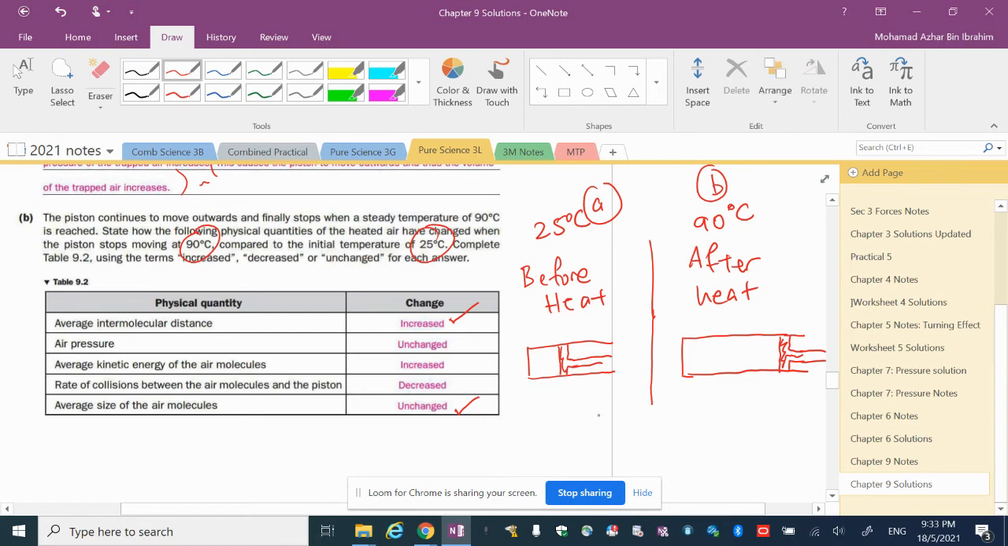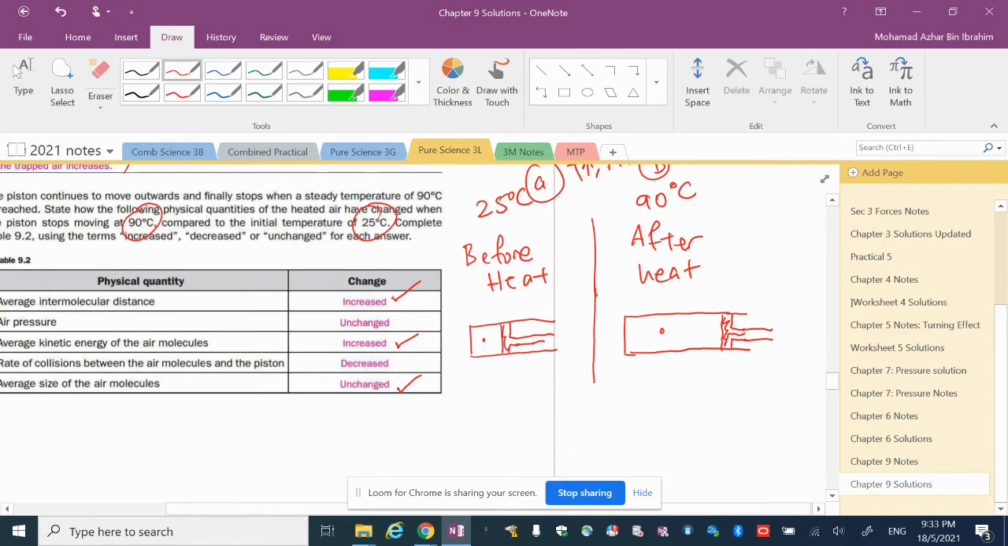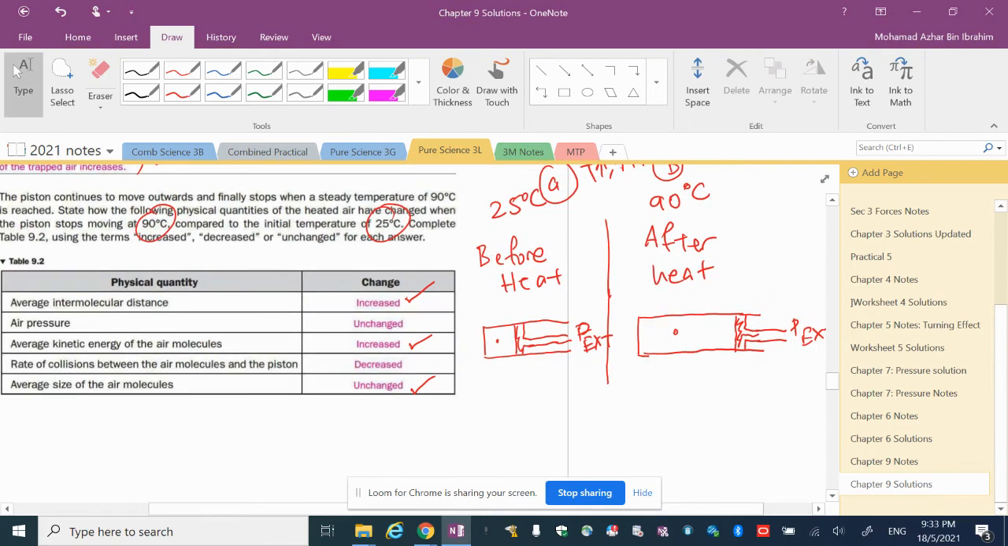After heating, you must remember what we always said, higher temperature means higher kinetic energy. So you can also say this very simply. Now, the difficulty is talking about the air pressure. Why is it that the pressure here and the pressure at this point is the same? The reason being the external pressure here has not changed. They never mention anything about any changes to the external conditions, so the external pressure should remain the same.